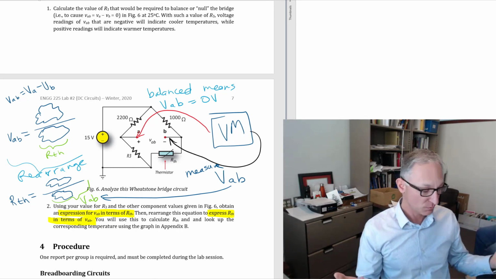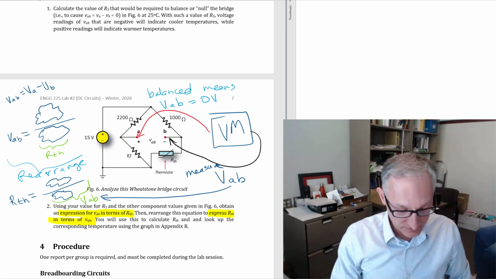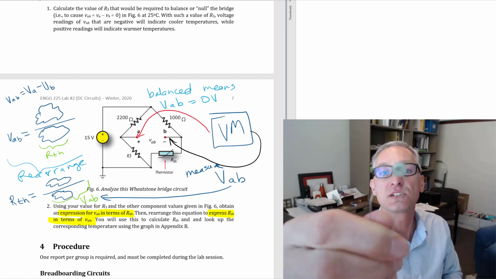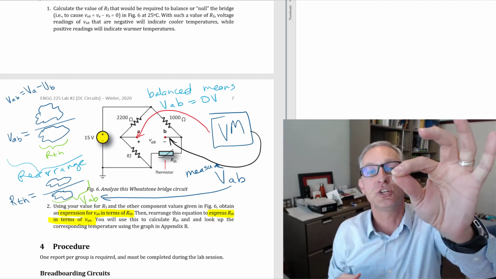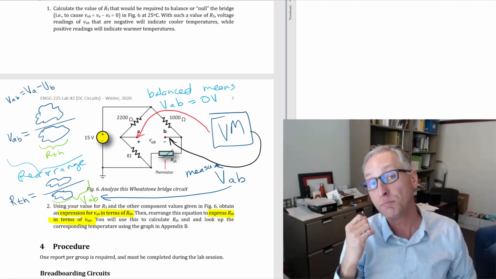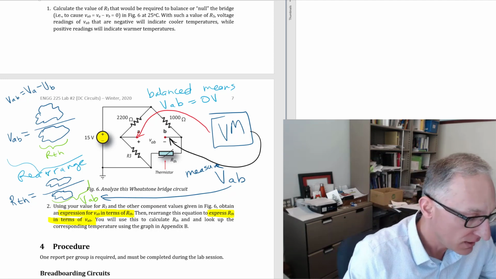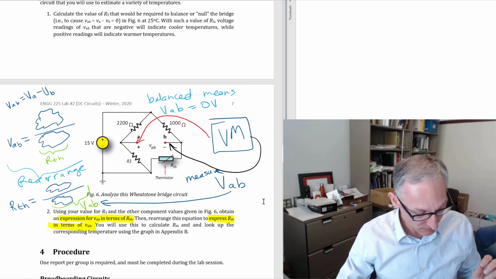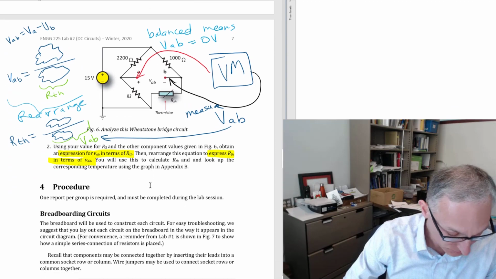So what's the point of that? Now, this RTH is a thermistor. This disc is a thermistor. It's a device that's sensitive to changes in temperature, and it changes its resistance. So when we measure VAB, we measure its resistance, and when we know the resistance, we can know the temperature. Okay, and then how do we know the temperature?